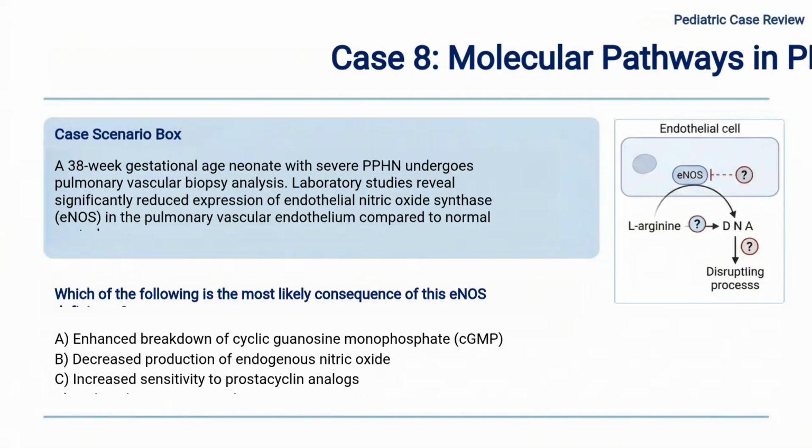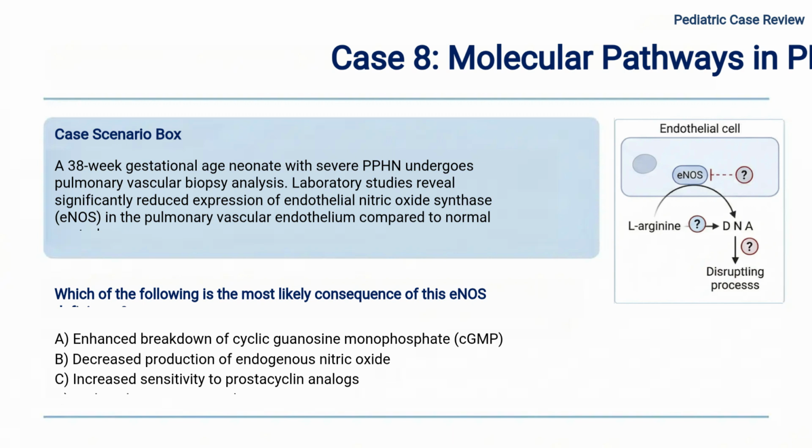Case 8. A 38-week gestational age neonate with severe PPHN undergoes pulmonary vascular biopsy analysis. Laboratory studies reveal significantly reduced expression of endothelial nitric oxide synthase in the pulmonary vascular endothelium compared to normal controls. Which of the following is the most likely consequence of this deficiency?